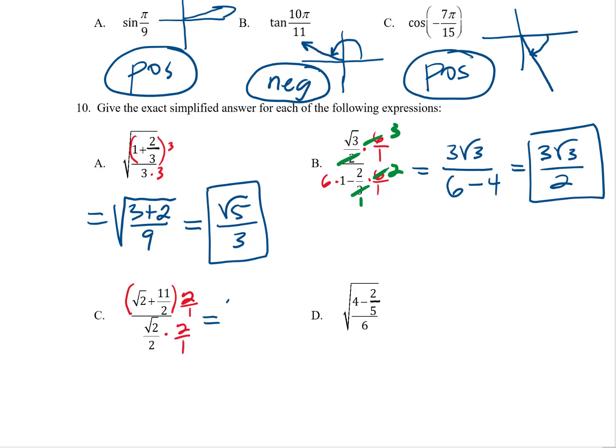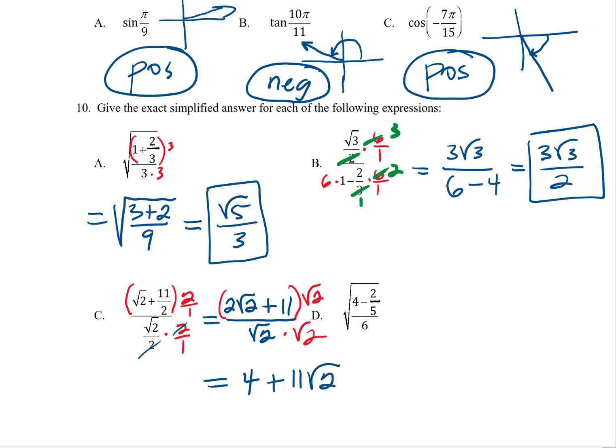Distributing on the top would give me 2 root 2 for the first multiplication, and then 11 for the second multiplication. On the bottom, the 2's cancel, and so I just have square root of 2. I am going to have to go ahead and rationalize that, so I'll have to multiply the entire top by root 2, as well as the bottom by root 2. Another distributing then on the top. 2 root 2 times root 2. Root 2 times root 2 is 2, times that other 2 would be 4. I will then have 11 root 2 for the second multiplication. And on the bottom, root 2 times root 2 is 2.